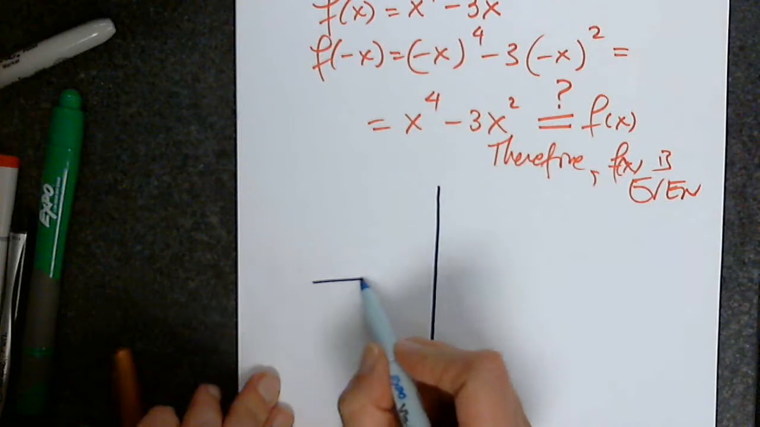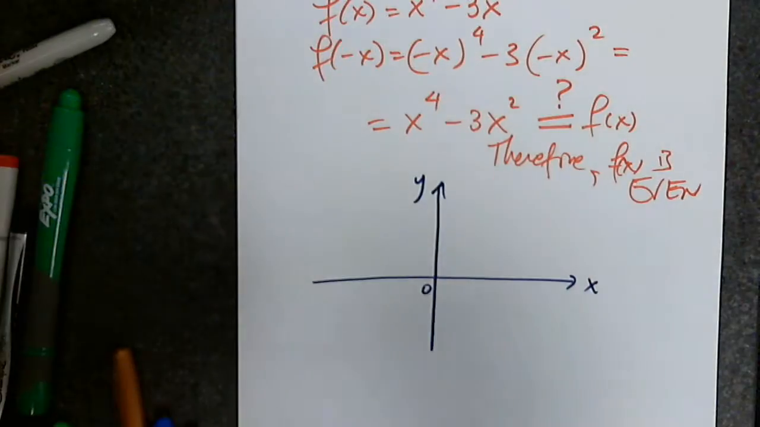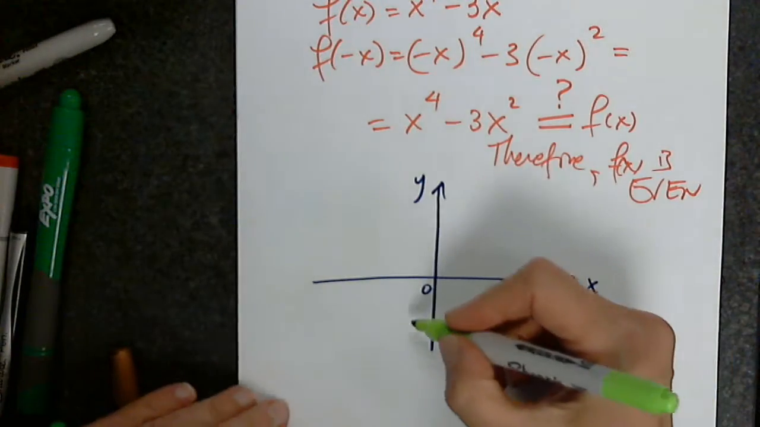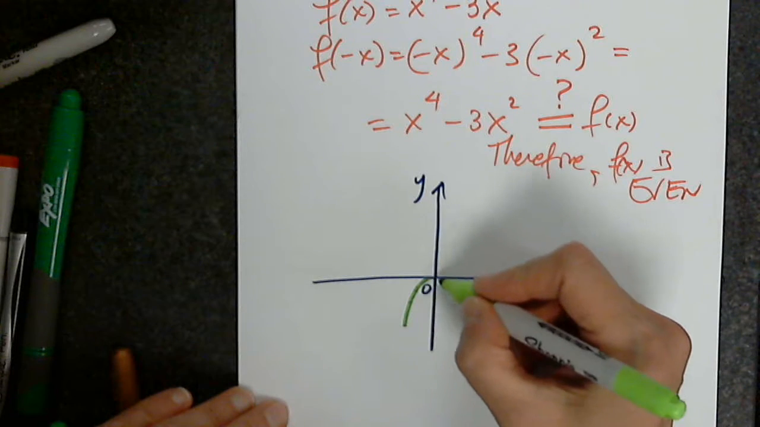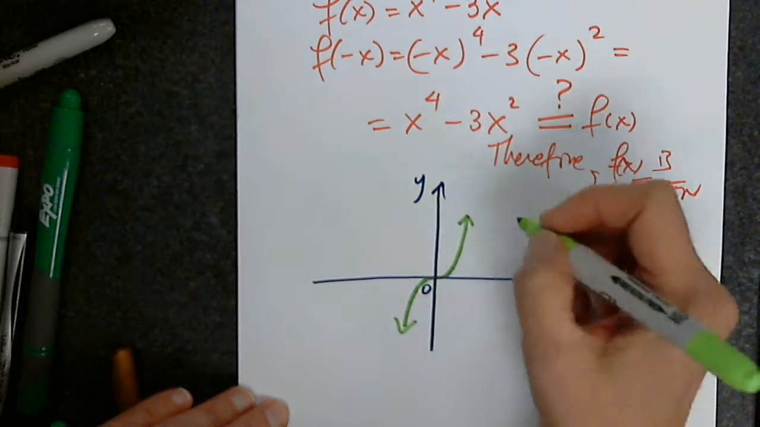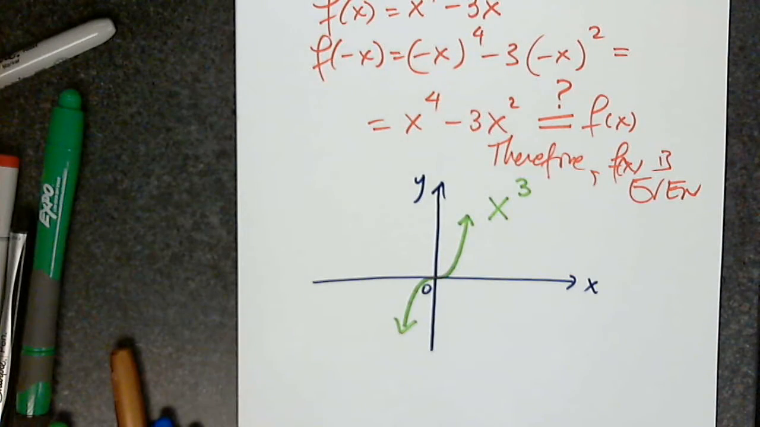Here's a graph of a function that I know is odd, so I'm picking a function that I know is odd. Here it is, and that is x cubed. I don't even need to know what function it is. It's an odd function.